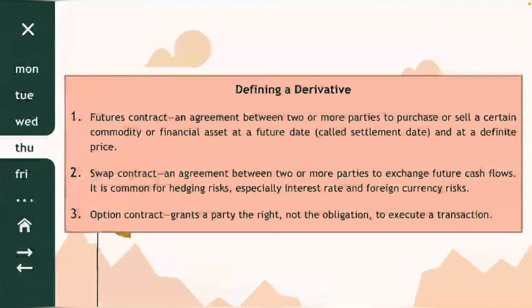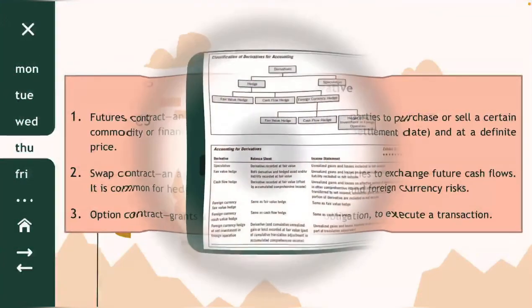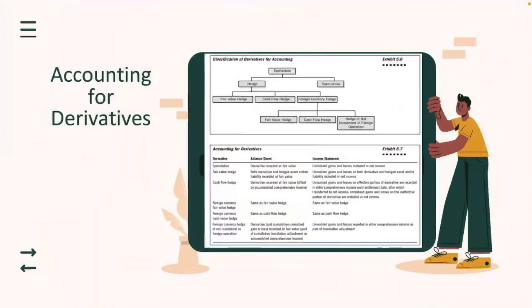And also the third is an option contract. It grants a party the right, not the obligation, to execute a transaction. Now, accounting for derivatives. You can see that Exhibit 5.6 shows the classification of derivatives for accounting purposes. All derivatives, regardless of their nature or purpose, are recorded at market value on the balance sheet. And Exhibit 4.7 summarizes the accounting for different derivatives.